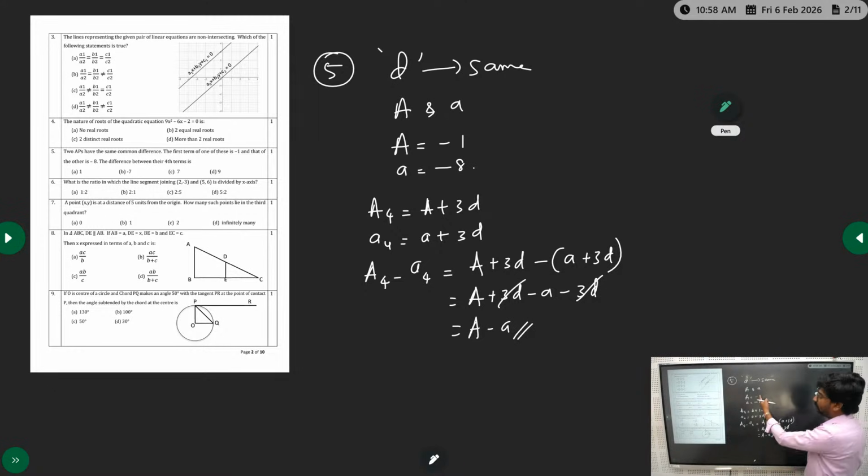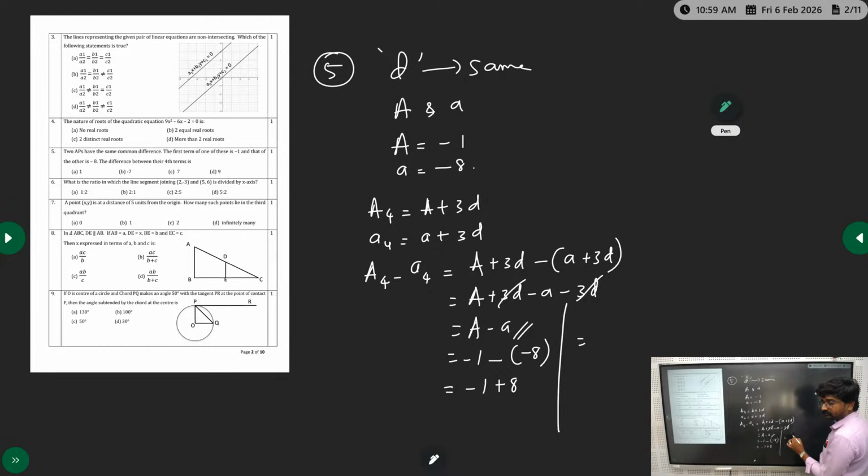Now what is the capital A value? Minus 1. What is the small a value? Minus 1 plus 8, how much? 7. Okay. Which option? Option C. So what you should remember: when common difference is the same and first terms are different, what is the statement? d same, first term different. Then which formula will apply? A minus a, capital A minus small a. Then do the subtraction and you'll get your answer.